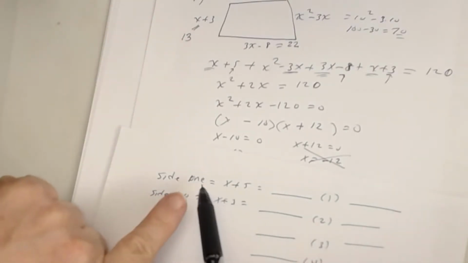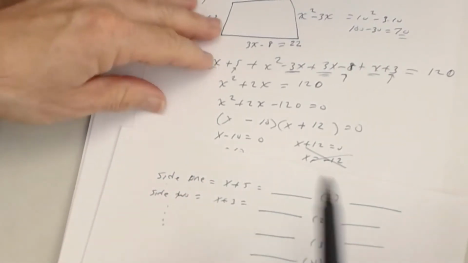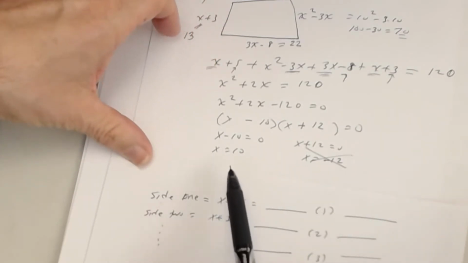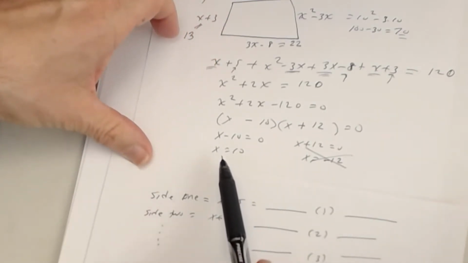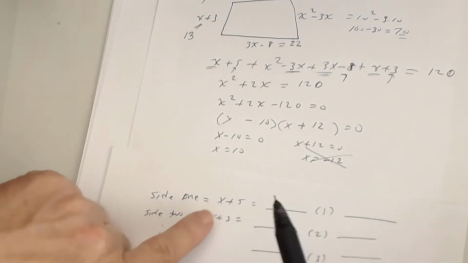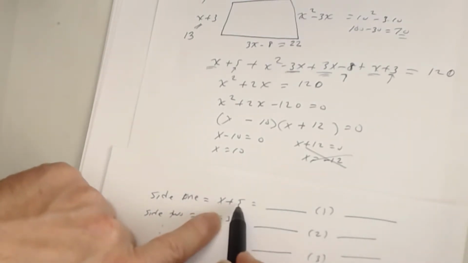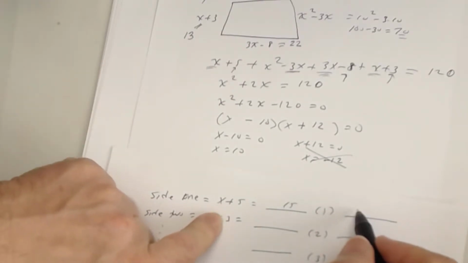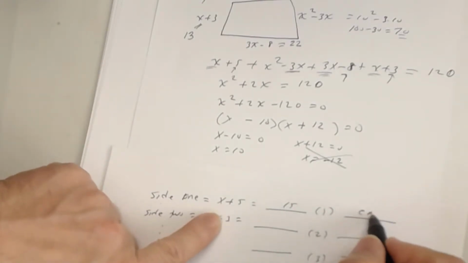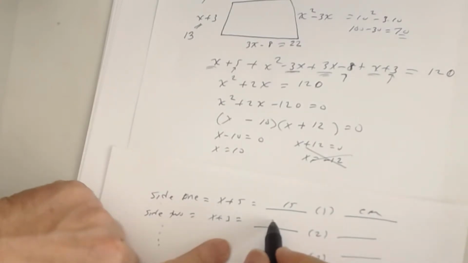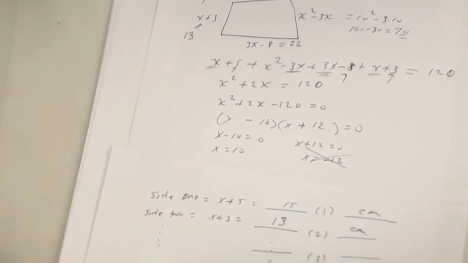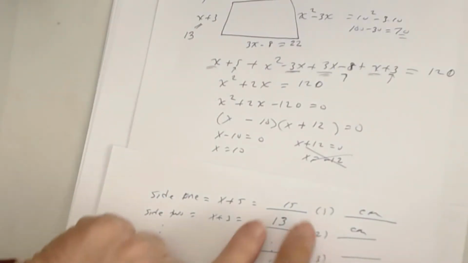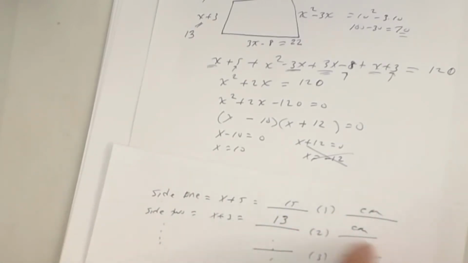And so you would say, remember, x in this case is what? 10, right? x is 10. So then side 1 would be 10 plus 5, which is 15, and I think there are units here, centimeters? And then this would be 13 centimeters and so on. So the way it's going to look in MyMathLab, you're going to put 15 centimeters, 13 centimeters, and so on.